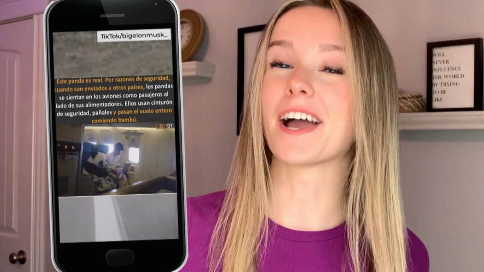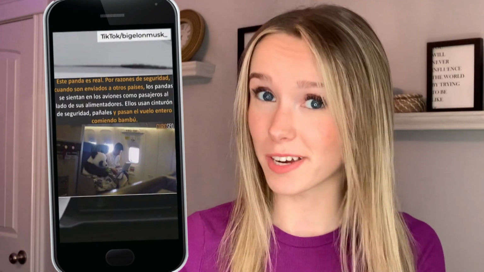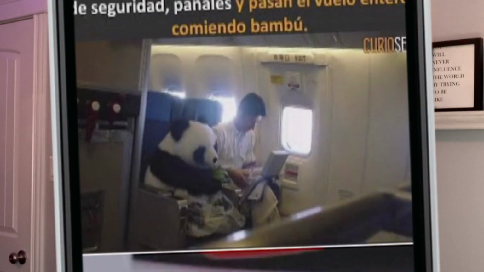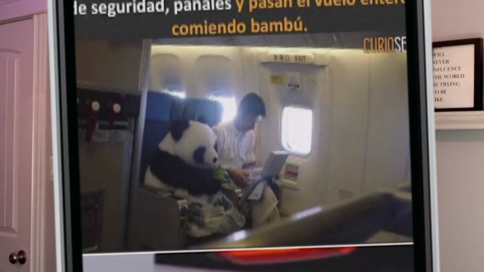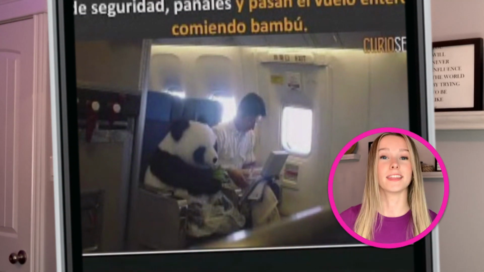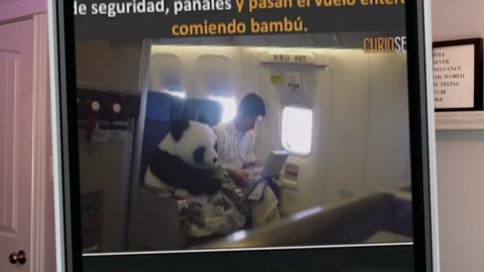I'm going to show you a video, and you have to tell me if it's real or fake. Okay, so I know the caption's in Spanish, but basically what it's saying is the panda is real, and that for security reasons, when traveling to other countries, they have to sit on the plane like a human passenger next to their feeders. And they use a seatbelt, wear diapers, and they're eating bamboo the whole flight. Any guesses?